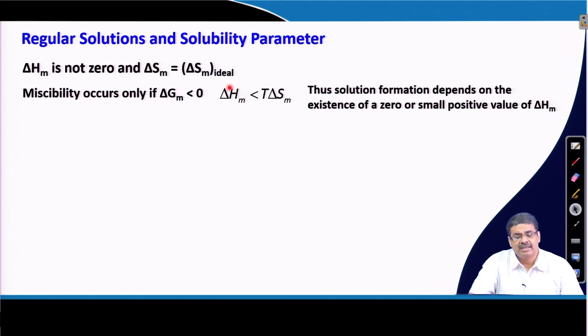Hence, this should not be a positive term having high value. So, the formation of solution depends on the existence of this as 0 or a small positive value. If it is 0, then obviously this will be negative, minus T delta S will be negative, and formation of solution will be feasible. Even a small positive value will also allow the solution to form. But if the value of delta H mixing is large positive, then it will not allow the solution to form.